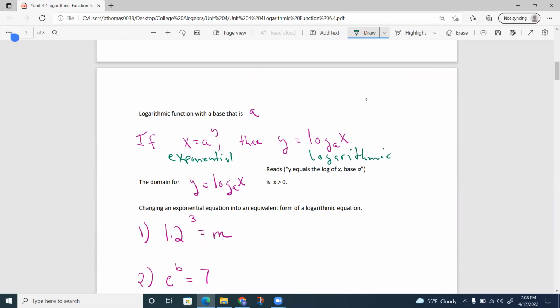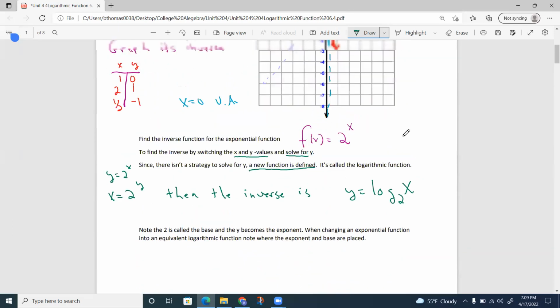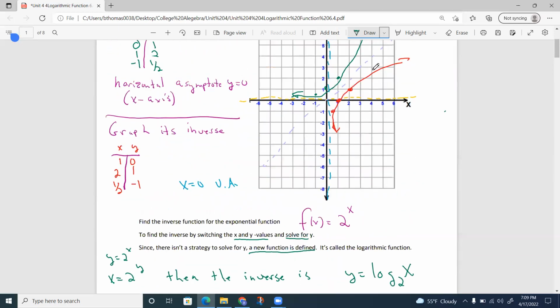So these two forms mean the same thing. They're just in different forms, if you will. Something else to pick up on is the domain for a logarithm is x is greater than 0. Notice how if you look back up the graph, the red graph was our logarithmic graph. This represented y equals log of x, if you will. And this is actually base 2.